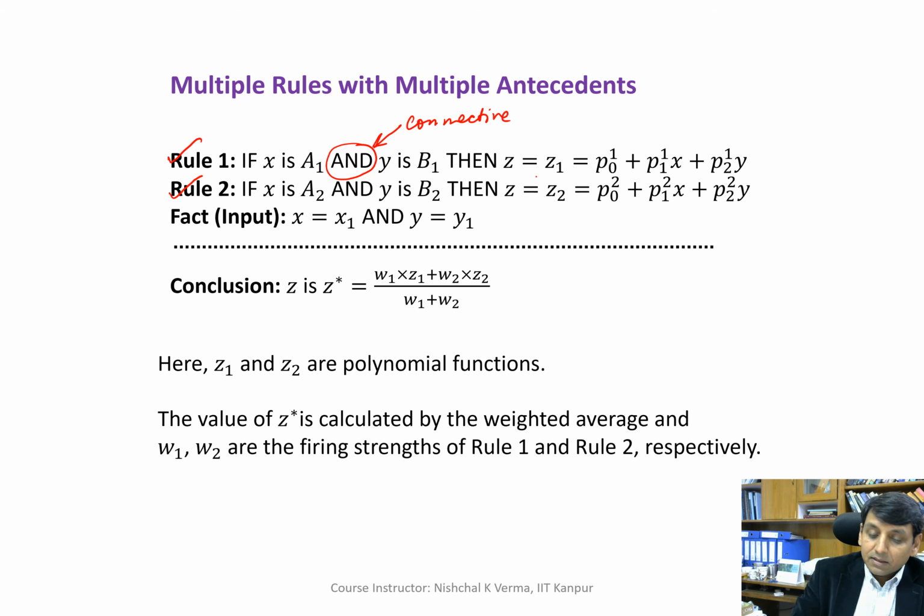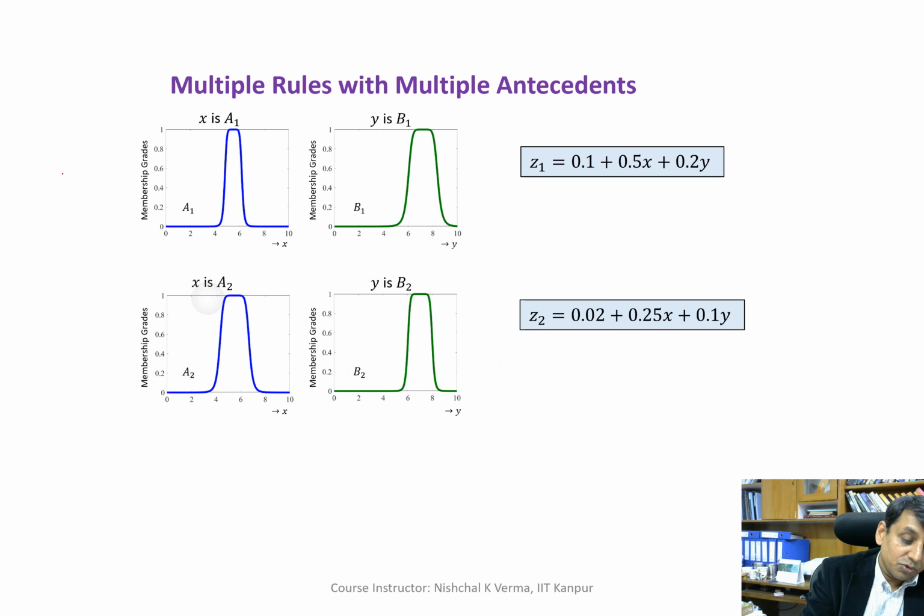So here the output also remains the same as we have seen in the previous cases of the first order TSK fuzzy model. The only difference that we have here is that because we have two rules, we have written Z1 and Z2 for the corresponding rules as the outputs. Now let us use these two rules, rule number 1 and rule number 2, to generate the outputs corresponding to the crisp inputs supplied.